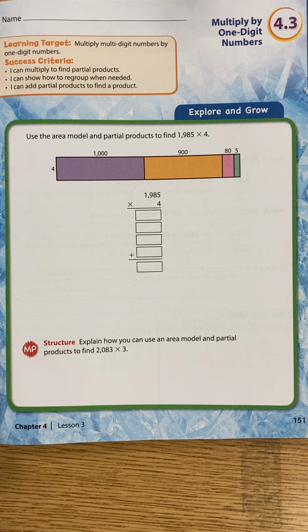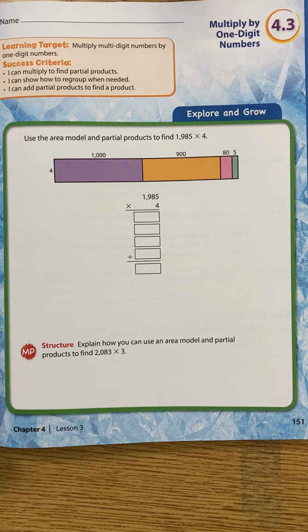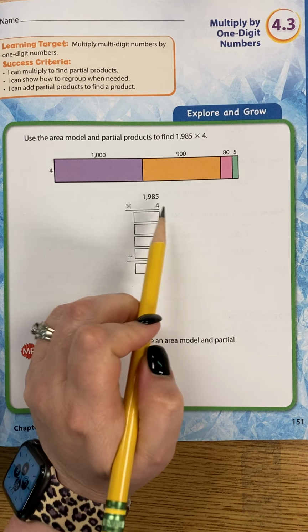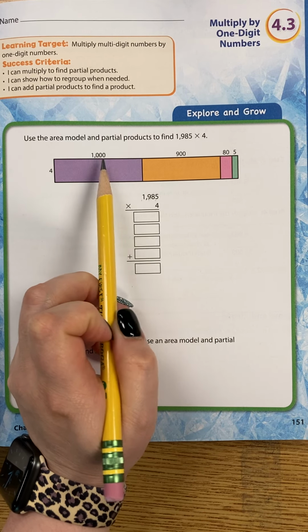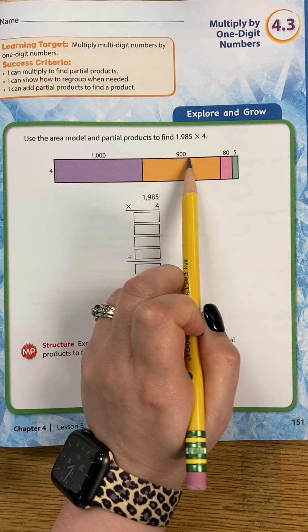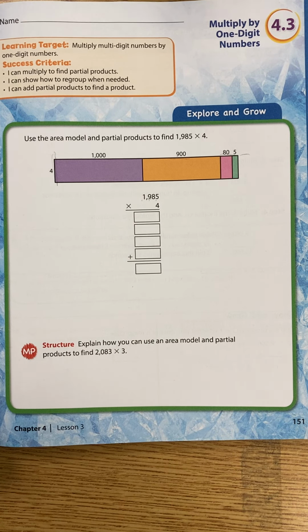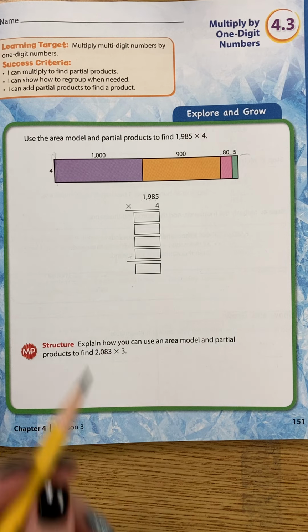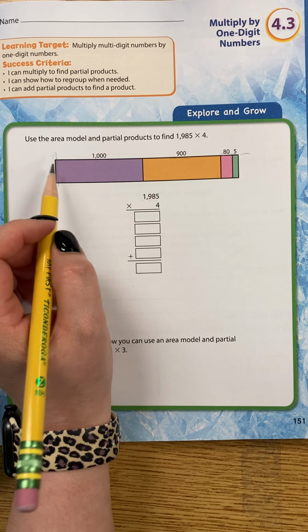So they're using the area model again. I know you guys probably, hopefully, have seen this in fourth grade. And so I kind of want to show you what they're doing. They're breaking it up. So they took 1,985 and they broke it up into 1,980 and then 5 and multiplied it all by 4. So the area model is kind of what they're doing. They're breaking it up.